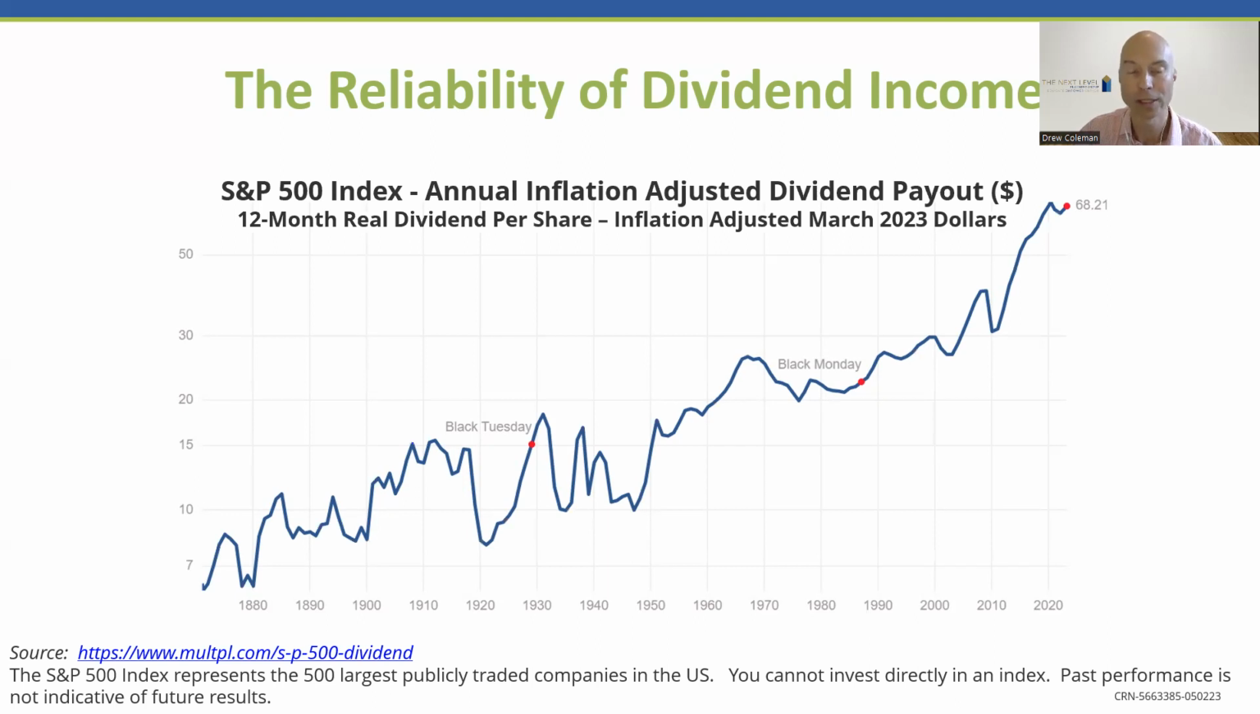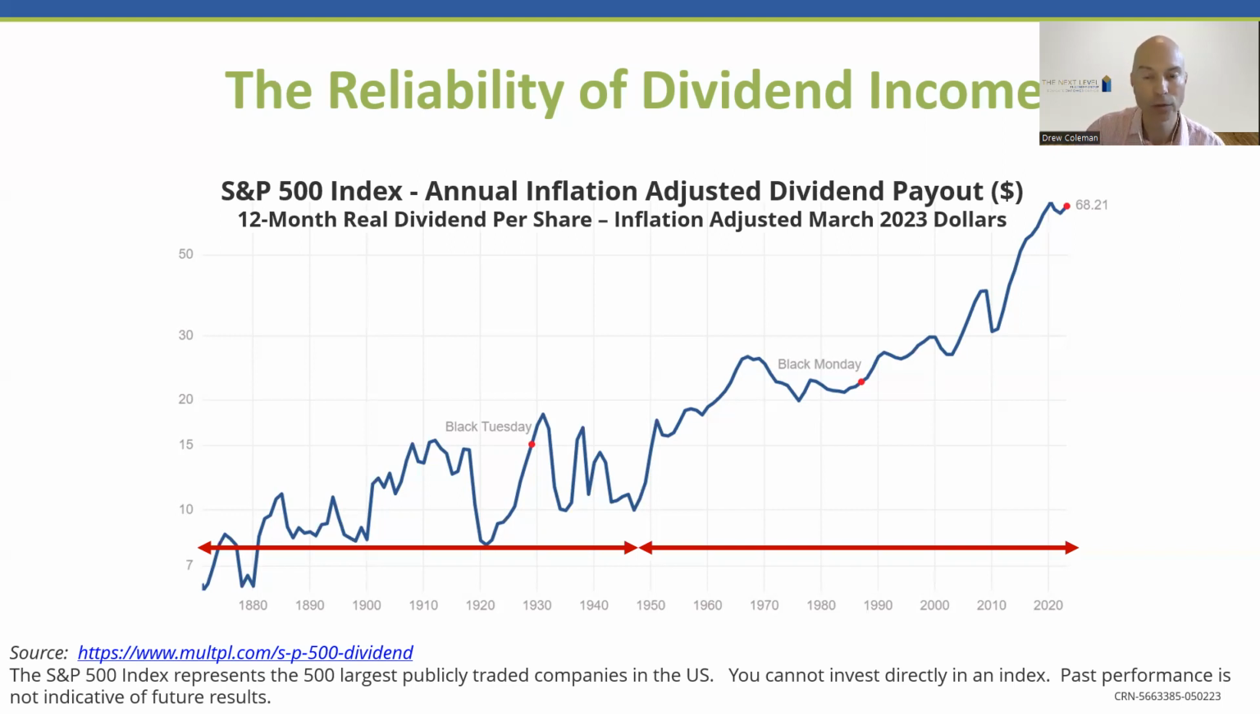What this chart reveals is that since 1871, the inflation-adjusted annual dividend per share of the S&P 500 index has increased from $6.18 to $68.21. From 1871 to 1947, the annual dividend was choppy, and there are periods of rising and falling income. But since 1947, the annual dividend has been on an upward trajectory, rising from $9.93 to $68.21, including adjustments for inflation.